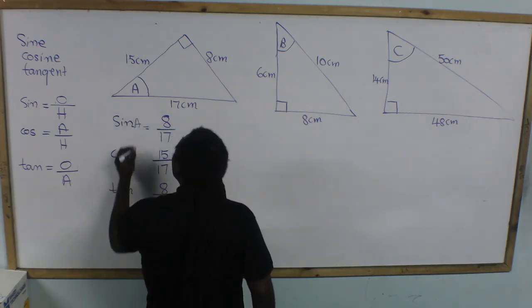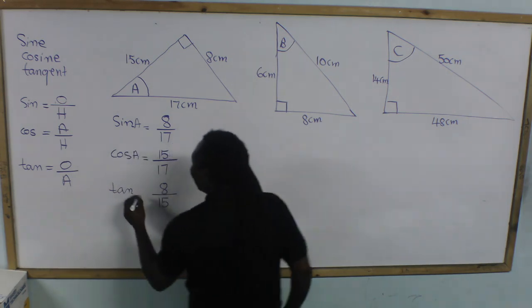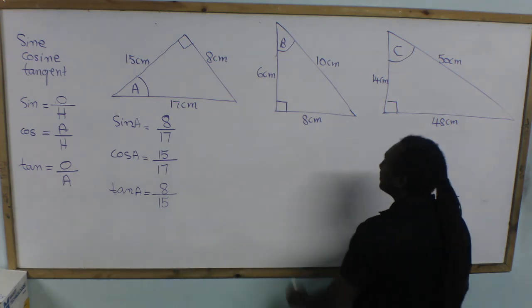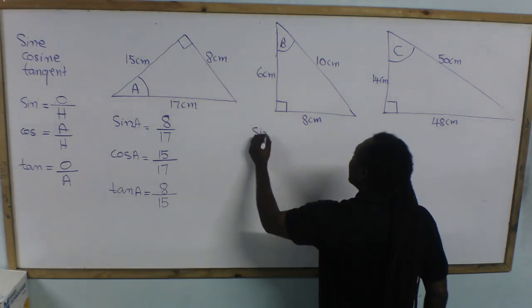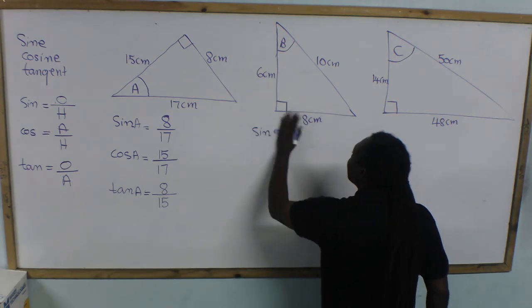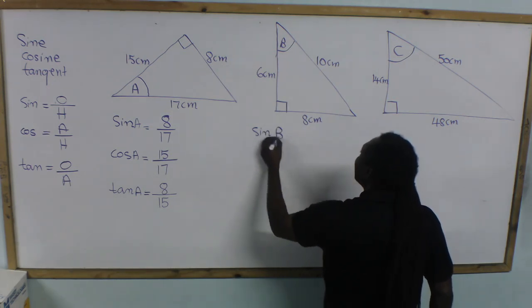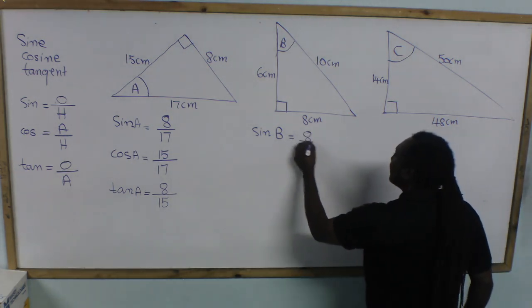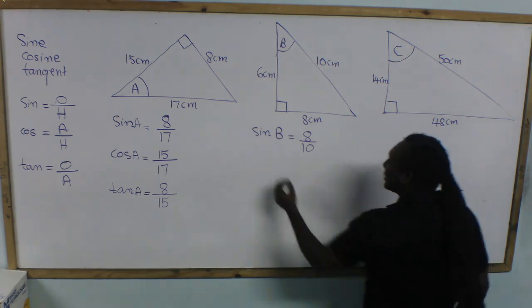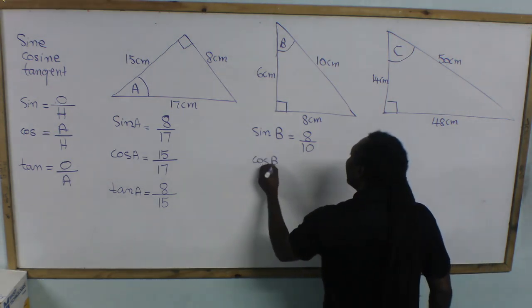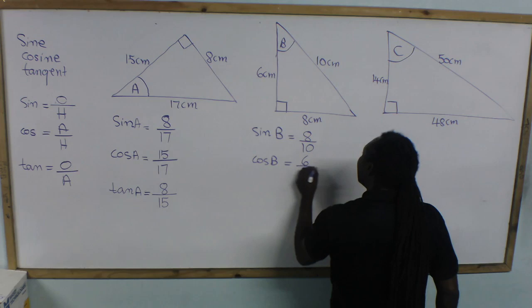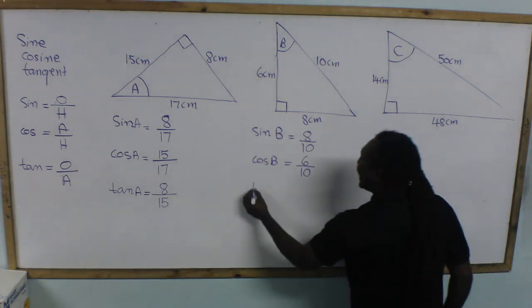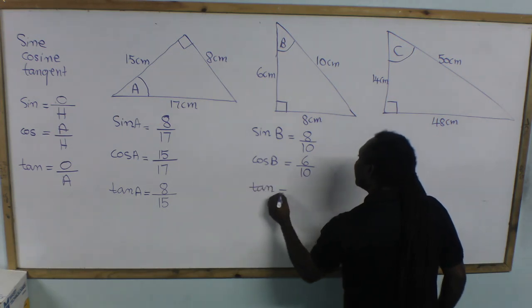It should be really what? Sine of A, cosine of A, and tangent of A. So this one will be sine of B, and that is equal to? Nice. And cosine of B will be? Nice. And what about tan?